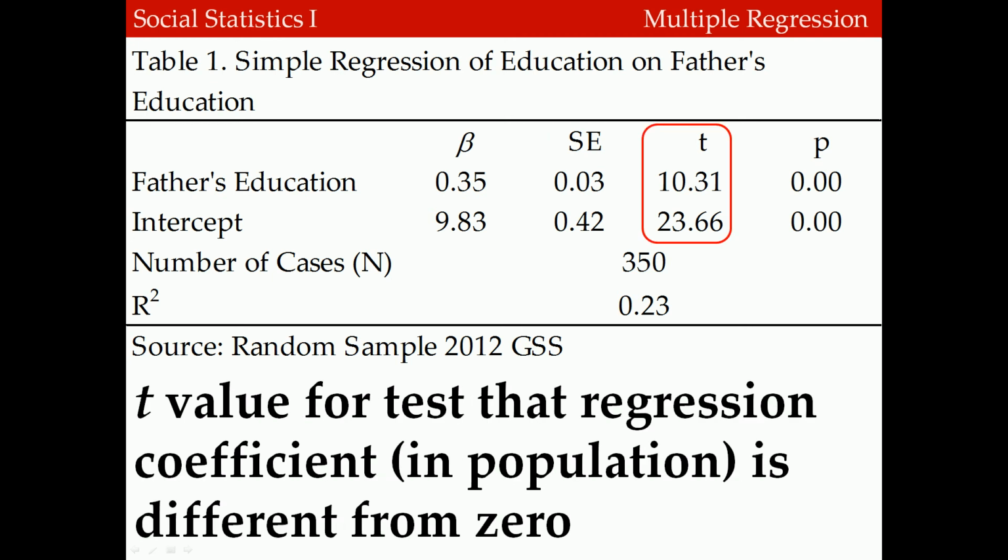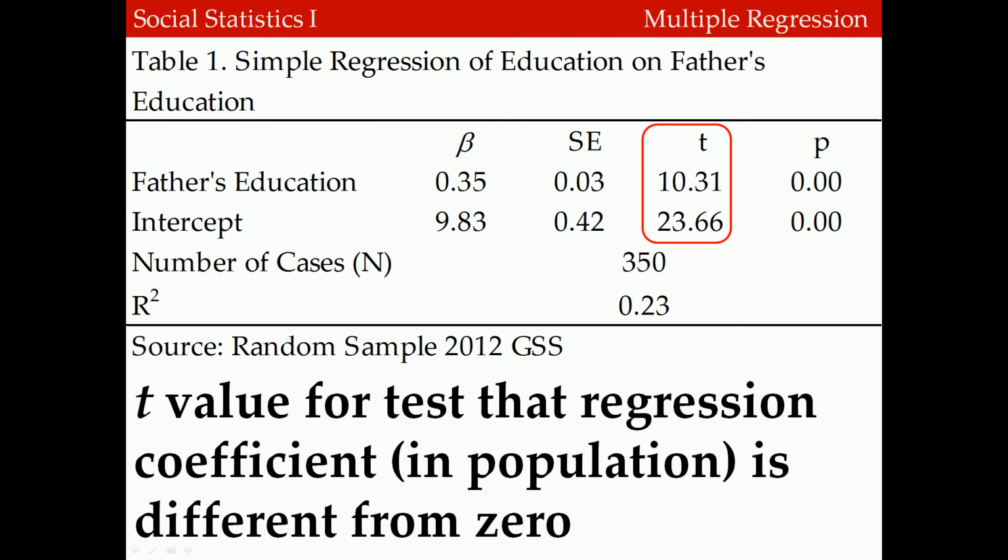And really the t-values and the p-values that I'm going to talk about next are the two things that we use to make those generalizations. And so typically what we're interested in is testing whether these regression coefficients, both the slope effect of father's education and the intercept, are different from 0 in the population.